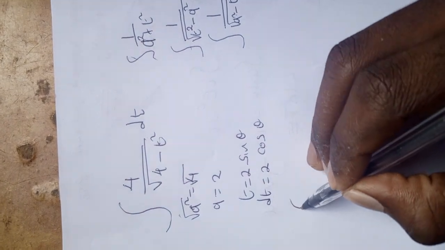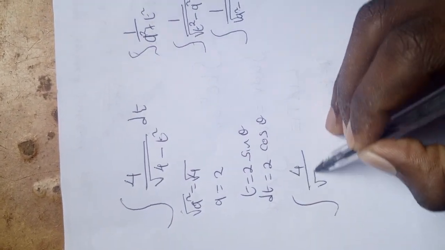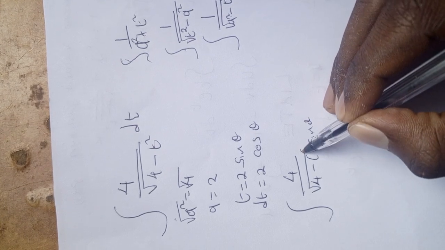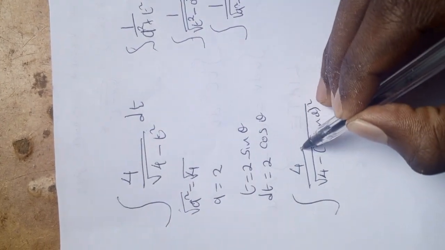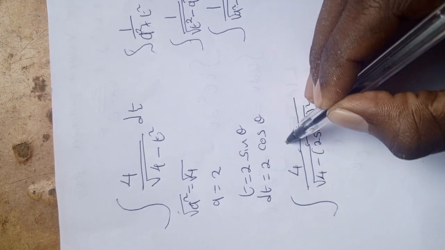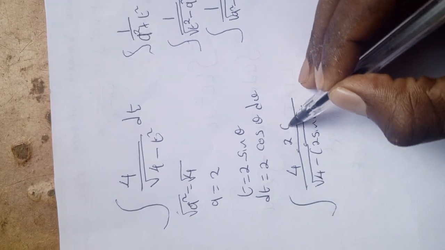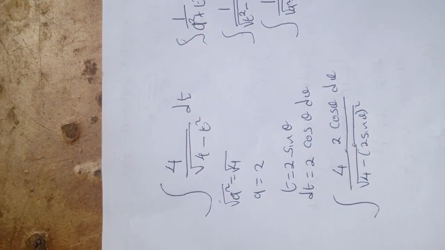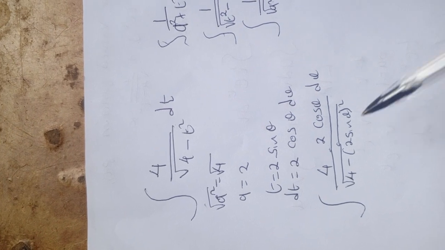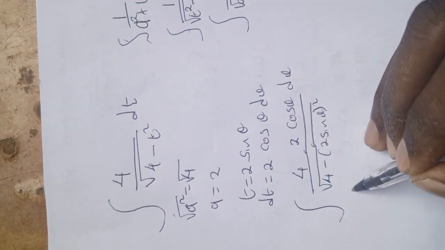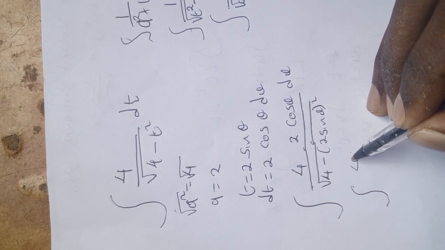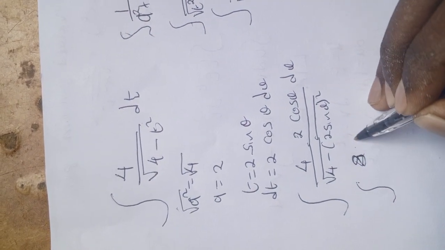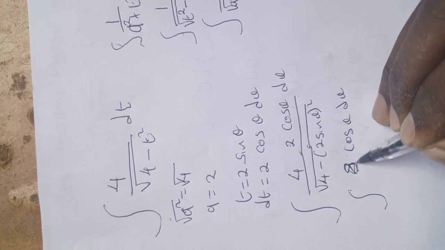Now let's substitute what we have. This, I'm going to have 4 there. I'm going to have 4 minus 2 sine theta squared. Now what is my dt? dt is the same as 2 cos theta d theta. So now this is where I am now. This is what I have. Now let's come and work with the bottom. Let me write the top part as it is. 2 times 4, let me just put 8 here. Then cos theta d theta over.